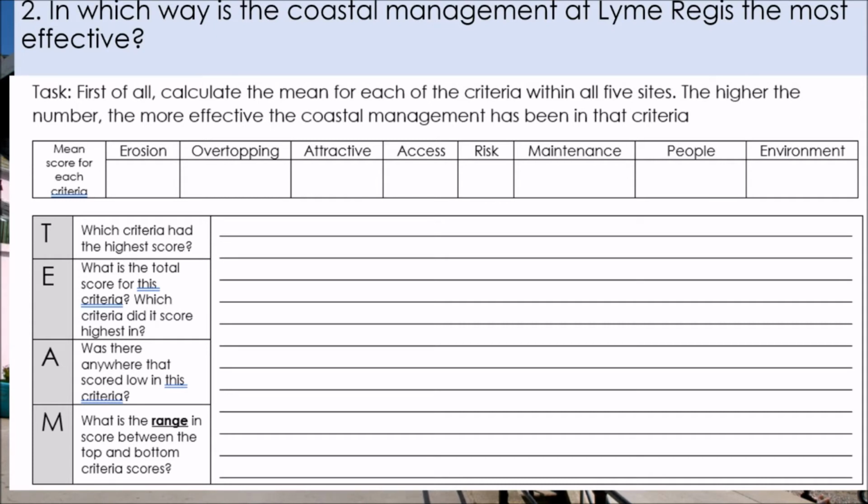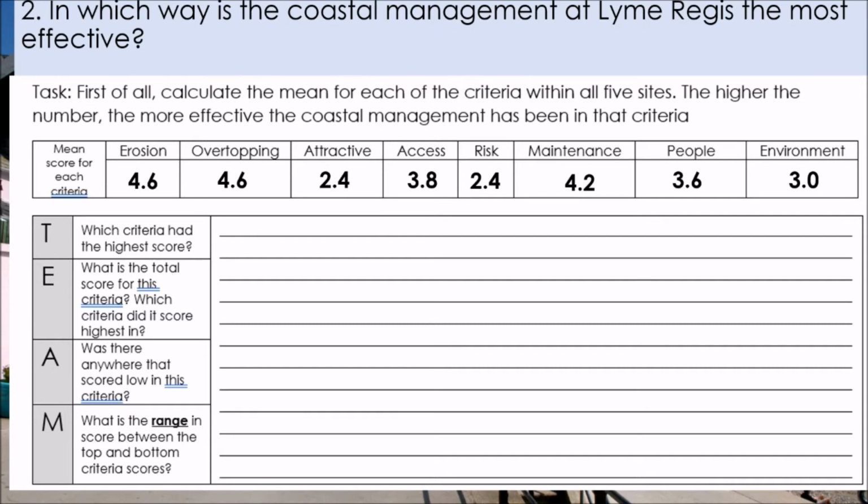Okay, so this is what this student came up with. You can see, of course, we're going to end up with decimal places because we're working out a mean. So I've totted up all of the erosion marks across my 5 sites and then divided it by 5 and ended up with 4.6. Done that all the way along. And as you can see, we've got a range of mean scores for each of these things.